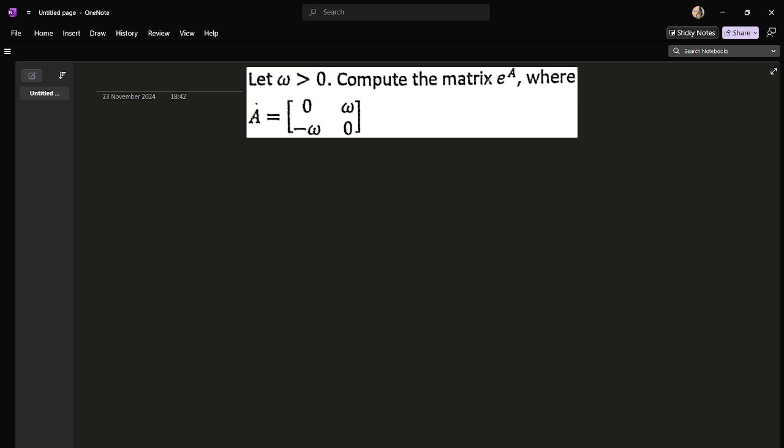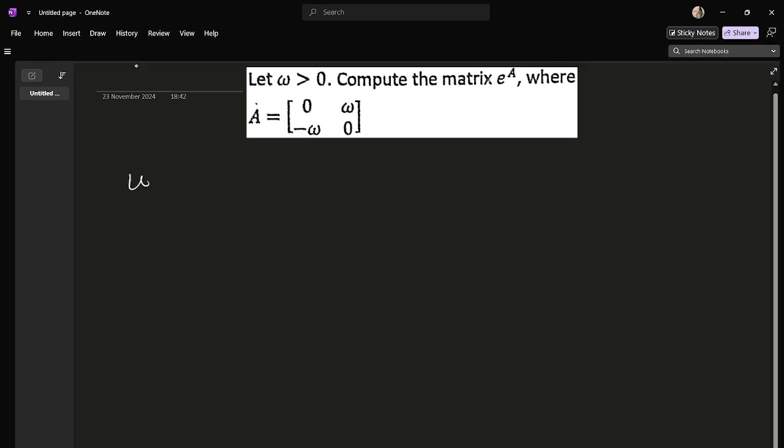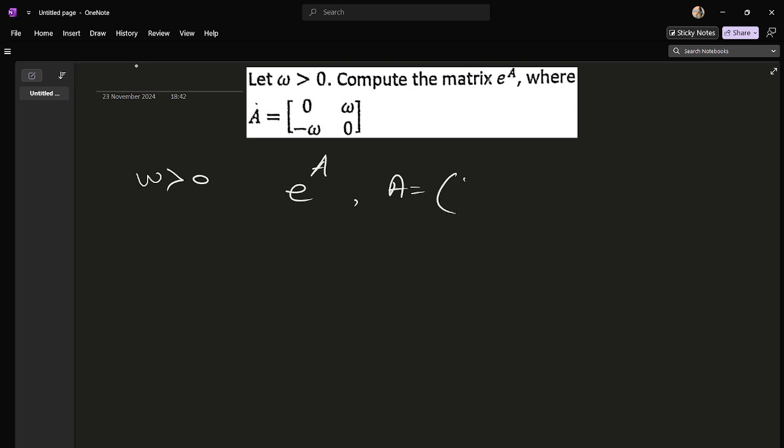The question says: let omega be greater than 0. Then we have to compute the matrix e to the power A, where A is the matrix 0, omega, minus omega, and 0.